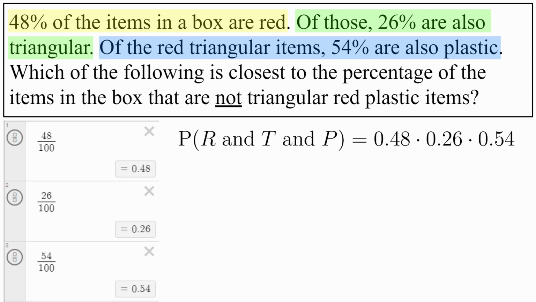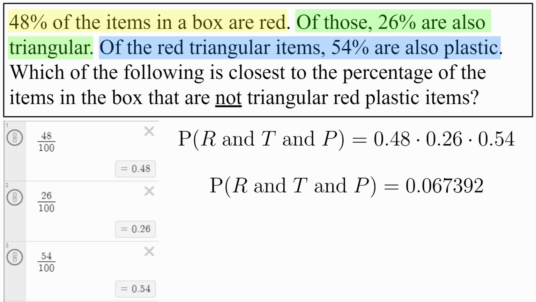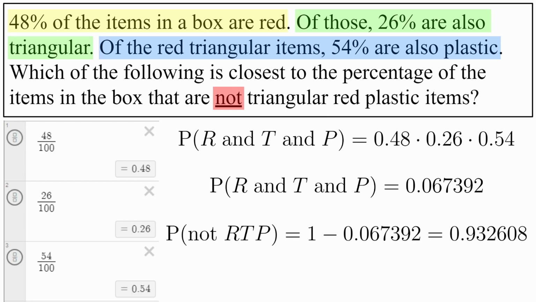So the probability of red and triangular and plastic is equal to 0.48 times 0.26 times 0.54. You just put that on a calculator. We get 0.067392. But notice the question says not a triangular red plastic item. So we need to find the complement of that. So we're going to do 1 minus that probability, as we talked about earlier, and we get a probability of 0.932608. The answer choices report these in terms of percent, so let's change it back to a percent. We'll multiply by 100, and we get 93.2608%.